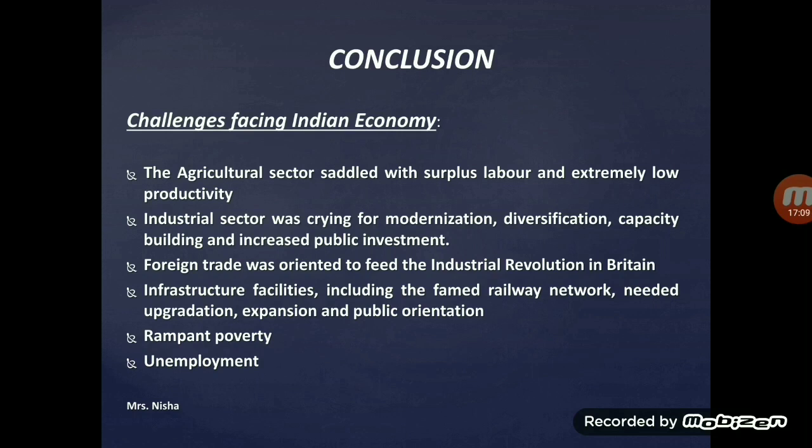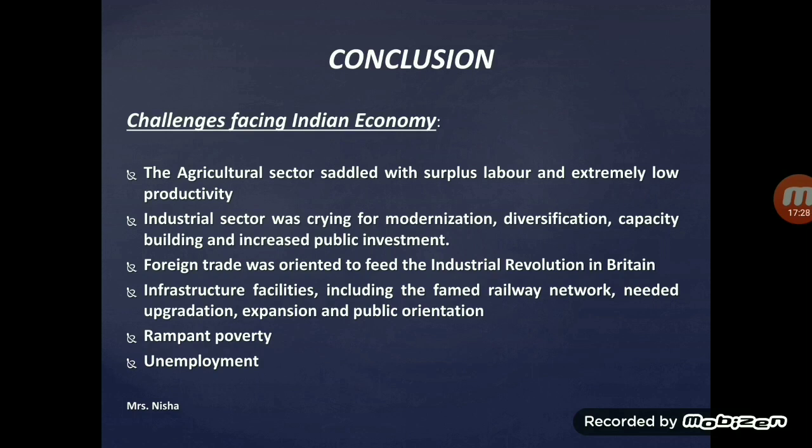Now when we talk about foreign trade, what was happening there? It was oriented to feed the industrial revolution in Britain. That means, as I've already told you, most of the trade was happening with Britain only, and we were actually serving as an exporter of raw material for their industries only.